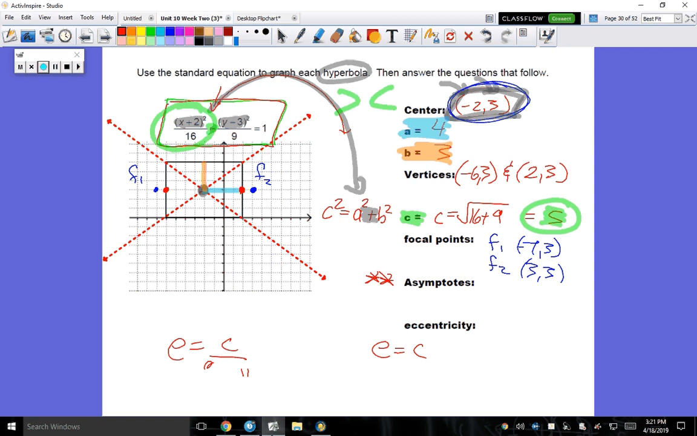Doing A, what would A give me? Where's A? A is going to give me what? So C is 5, and A is what? 4. Let me find it just real quick so I don't accidentally say something mistakenly. X minus 3. We get 4. So e is 5 over 4. Will it always be A in the denominator? If it's a horizontal, that's what you put down there.